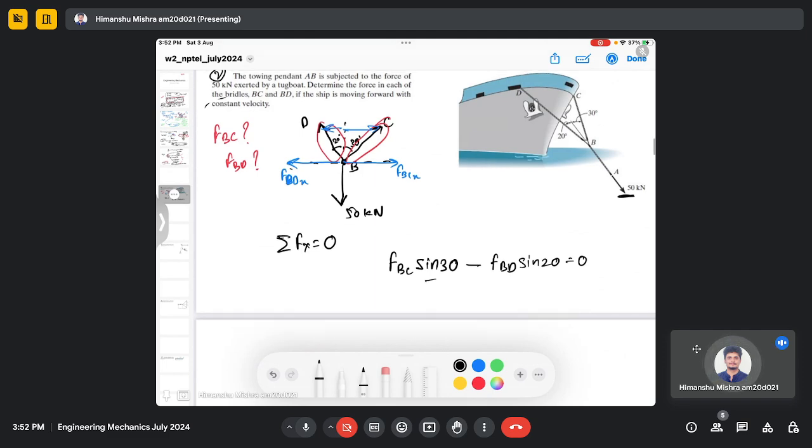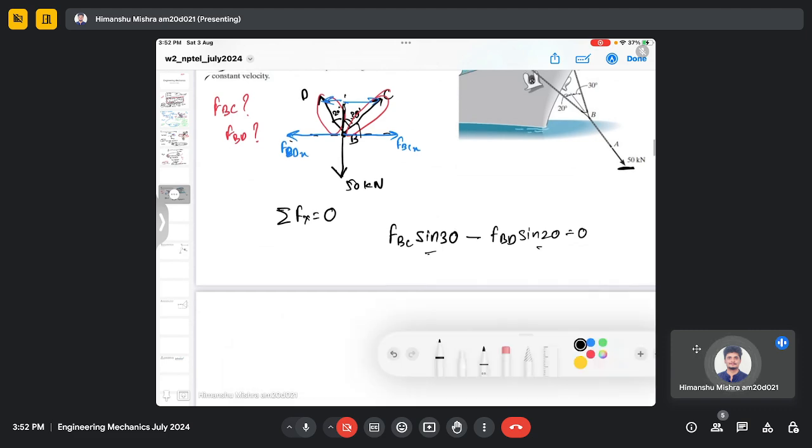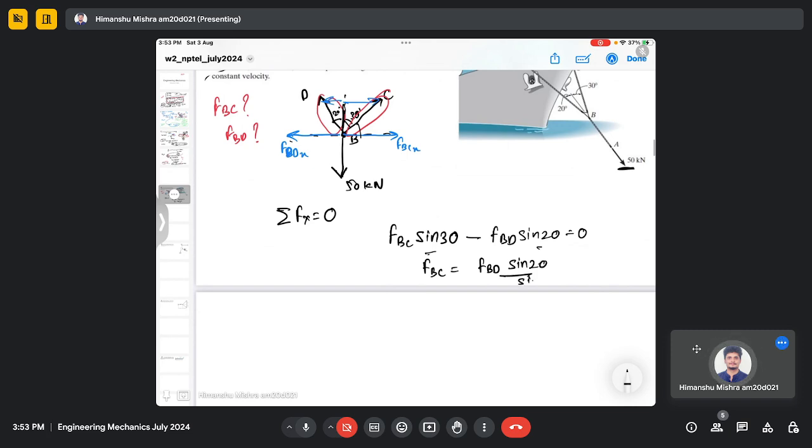And you know why I am writing sine 30, sine 20? Because the angle is made from the vertical axis. If it is made from the horizontal axis, then it would be cos 30 and cos 20. So that's a very basic trigonometric principle. So I can write FBC equals FBD sine 20 divided by sine 30. So this is my equation 1.